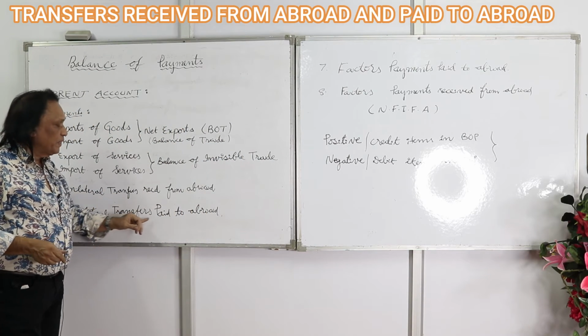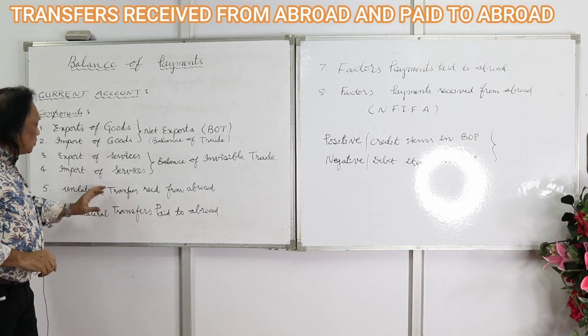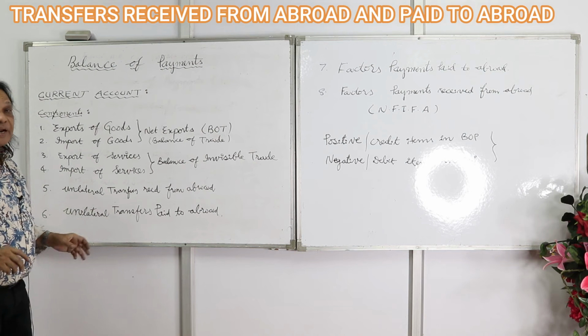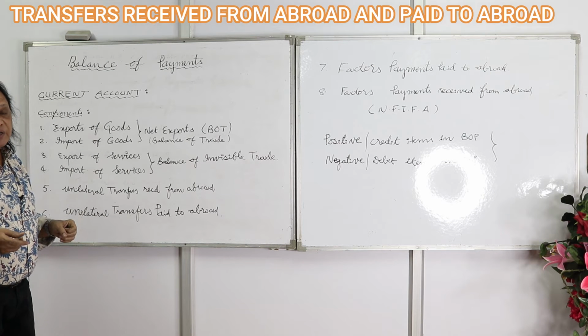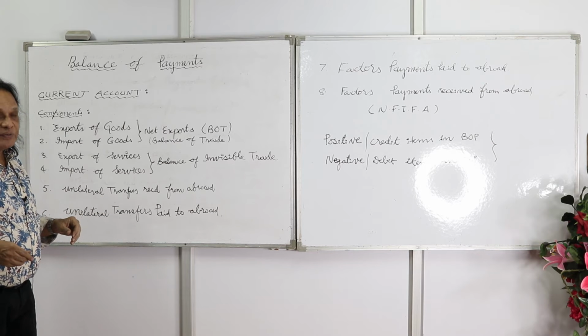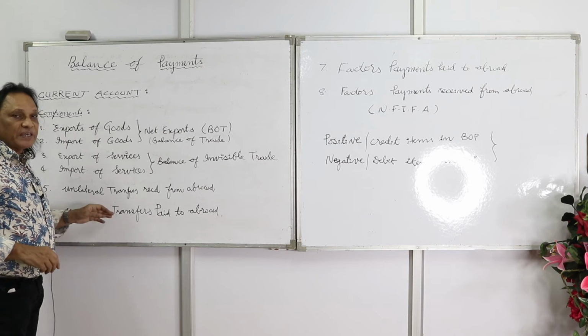At the same time, unilateral transfers are paid to abroad. We also pay to other countries. So we take the difference between these two. We can call them current transfers from rest of the world. Current transfers from rest of the world: transfers received minus transfers paid to abroad. We carry on. Mind it, this can be positive, this can be negative, this can be balanced.